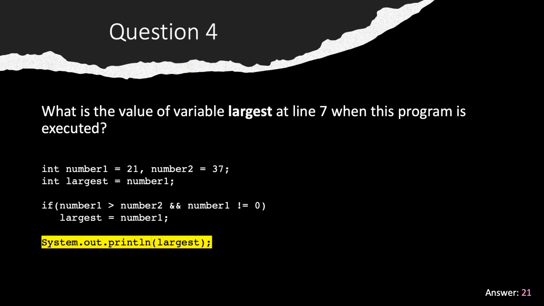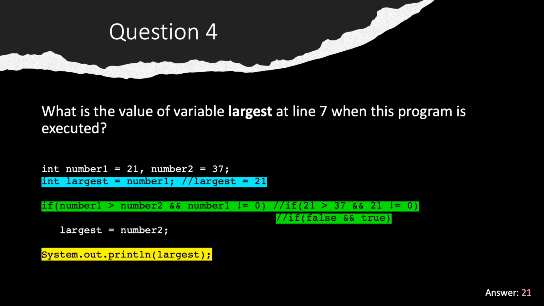Question 4. What is the value of variable largest at line 7 when this program is executed? Here we have int number1 = 21 and then number2 = 37. int largest = number1, which means largest has the value of 21.